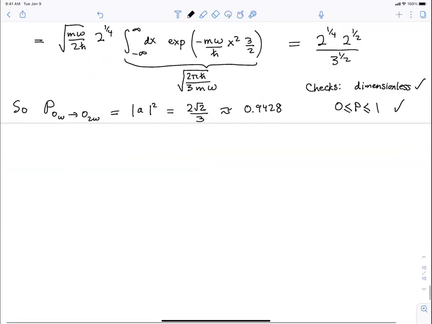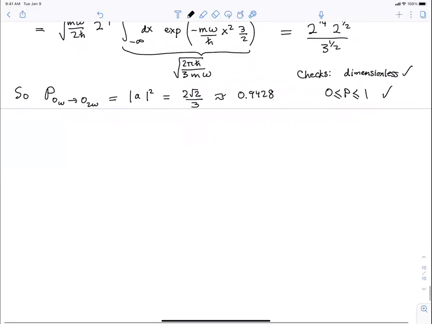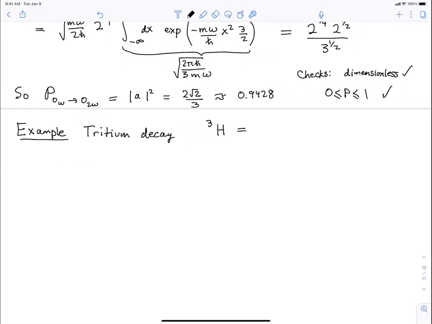Okay, so let's do a more practical example. That one was sort of a silly toy example. So a more practical example is tritium decay. And this is, in fact, a classic example of the sudden approximation in action. So what's tritium? Tritium is the atomic weight 3 isotope of the hydrogen atom, hydrogen nucleus. And so it consists of 3 nucleons, namely 1 proton, that's what makes it hydrogen, and 2 neutrons.